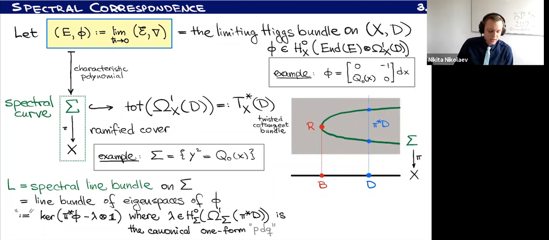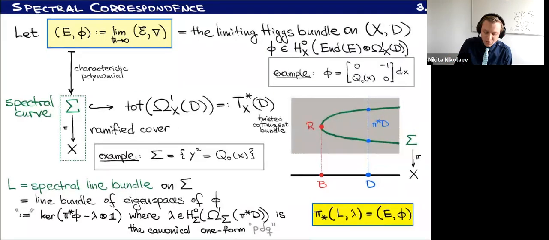Basically, I started with a Higgs bundle E, phi. I've extracted the spectral curve sigma, and I've put a spectral line bundle L on sigma, and there's also this canonical one form flying around. And the cool thing is that this procedure is invertible. It's a correspondence. One way to state it is that I can get back my original vector bundle with the Higgs field by push forward. I take L, my line bundle on sigma, and I push that forward. That's a rank 2 bundle, since I'm pushing down a degree 2 covering.